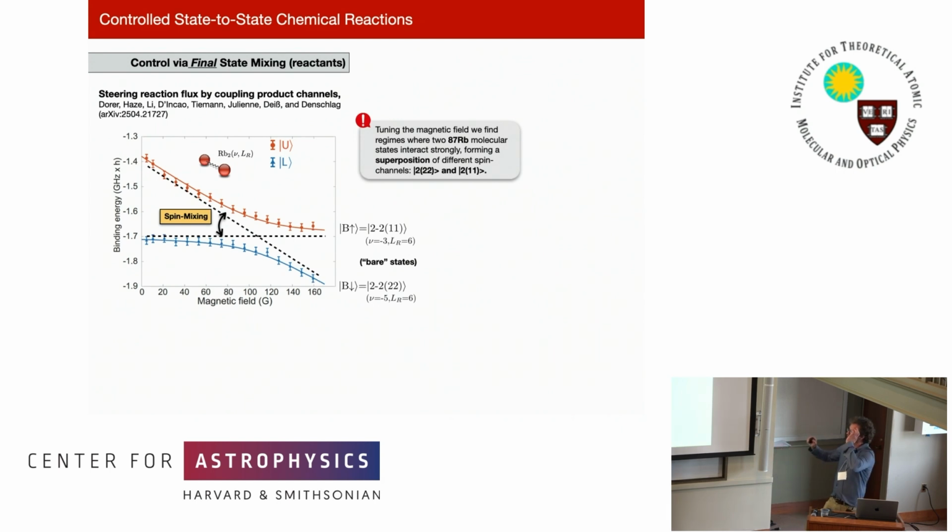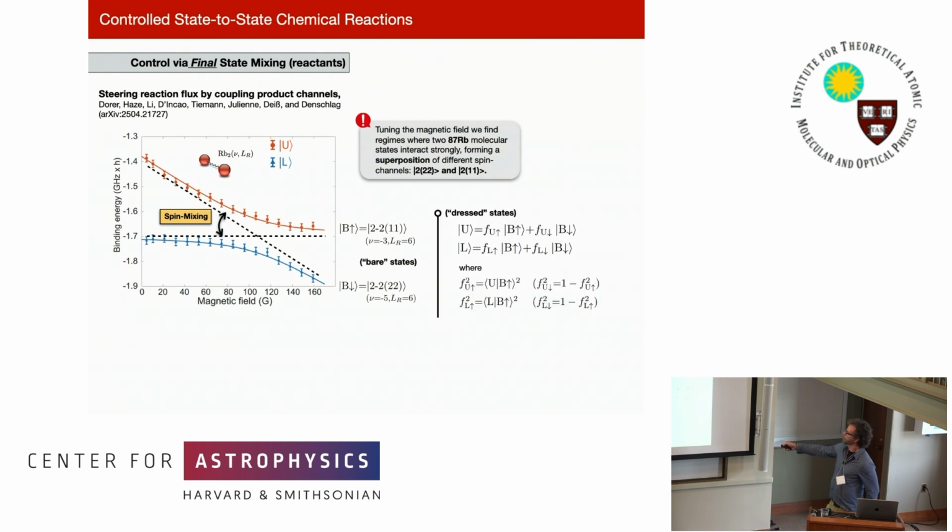The picture that I'm going to give you here is, in some form, similar to a dressed state. So you have these two levels. Think that these dashed lines represent the energy of the bare states. When you go away from the avoided crossing, the states I'm calling B up and B down, and I'm writing the U and the L, the upper branch and the lower branch states, as a superposition of these bare states. That's going to help me understand this process a little bit better.